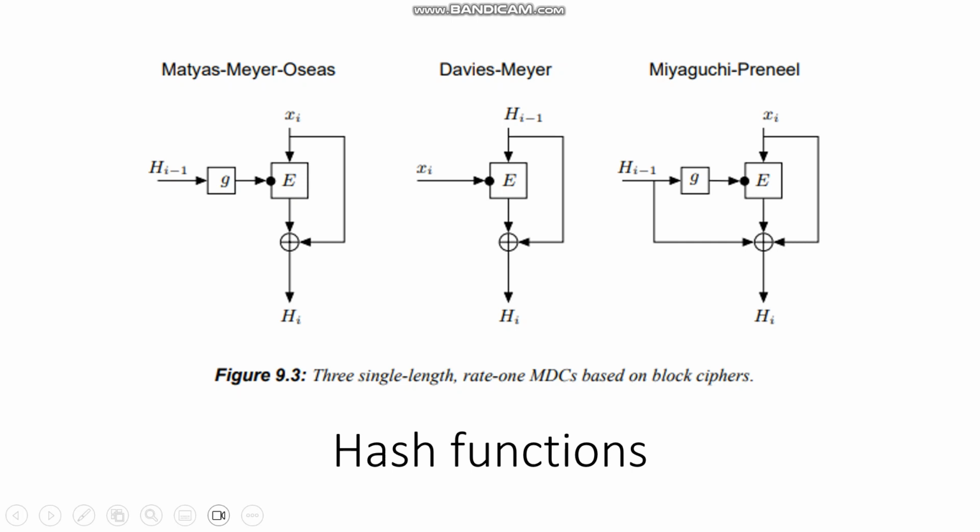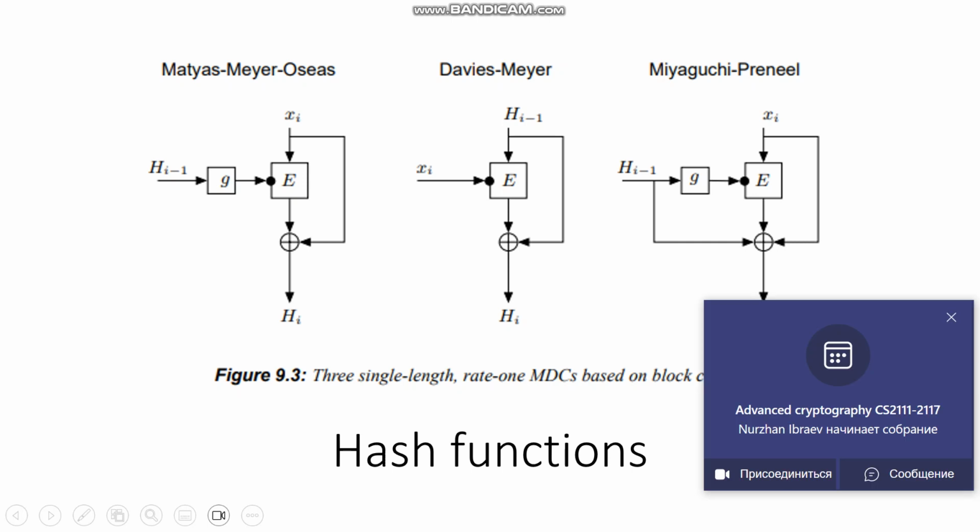The output will be this kind, and h0 will be equal to the initial value, and we will have the hash function. I will show you this later.